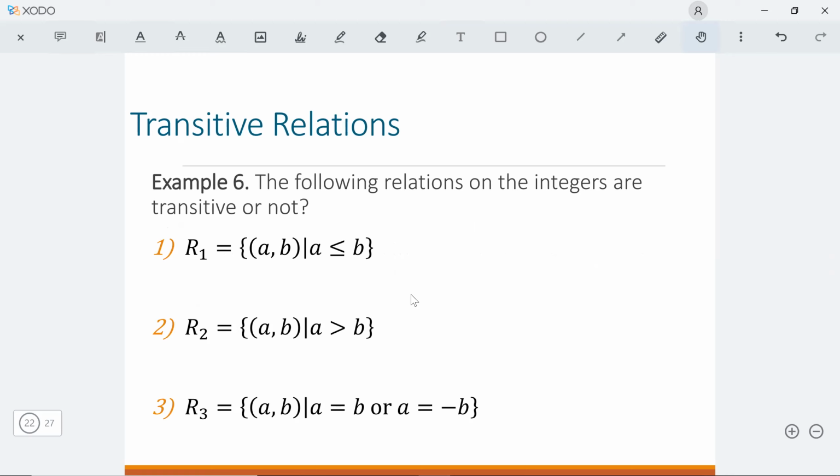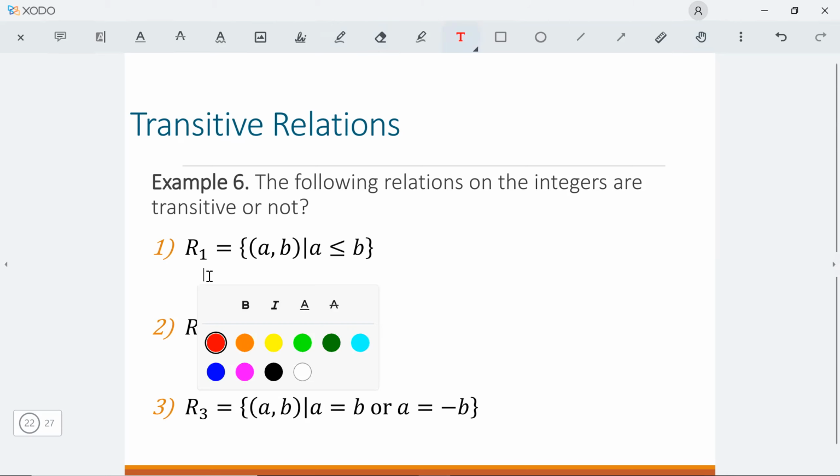So for the first one, this is again A smaller or equal to B. Think about if now we have A is smaller or equal to B, B is smaller or equal to C, then do we have A smaller or equal to C? For example, you can think of this like if we have A equal 1, B equal 2, C equal 3.